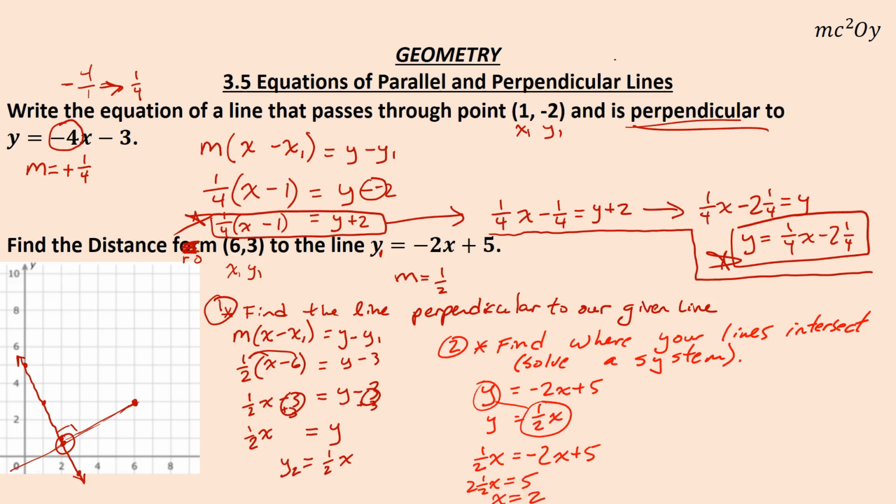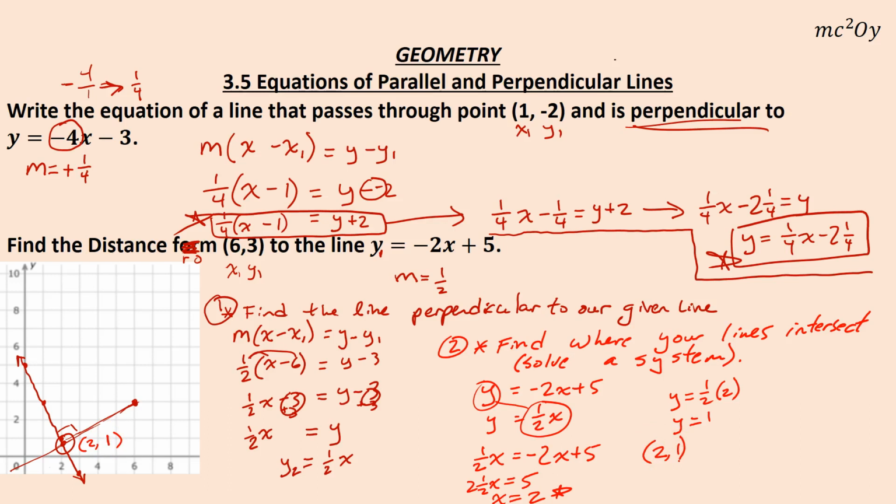And if x equals 2, that's a key piece of info, because now I know that at least this point is at the ordered pair (2, something). I need to find out what y is. Well, I can substitute this x back into one of these two equations and find y. So maybe I put it into this bottom one. So y equals 1/2 of 2, which means y equals 1. So I get the ordered pair (2, 1). They intersect at (2, 1).